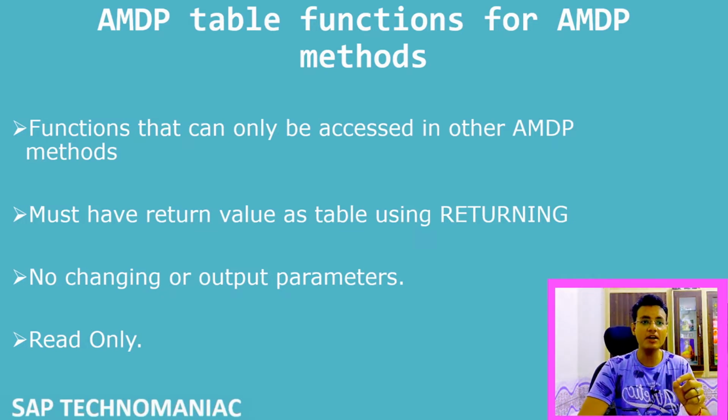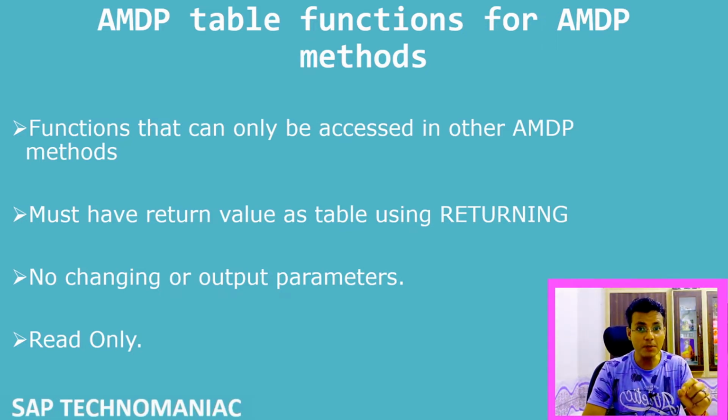One most important thing: this kind of function which we are creating with the returning parameter, whose return value is of type table, we can't call directly in ABAP. If you try to call it, I will show you in this video what will happen. Second thing, if it's a table function, it should always have a returning value, and we can't have any changing or output parameter for this kind of AMDP table function, and these are always read only. We can't update or change data in the database. We can just read. This is the basics.